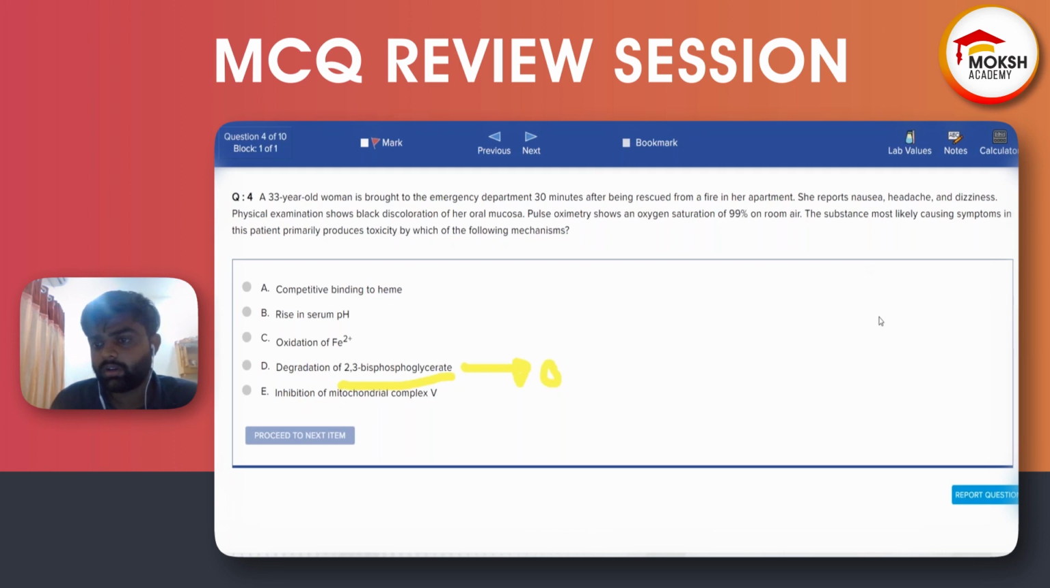Inhibition of 2,3-BPG enables the faster delivery of oxygen to the tissue. Remember, and inhibition of mitochondrial complex 5 is mostly seen with toxicity with arsenic, mitochondrial complex. Okay, let's go through the notes.